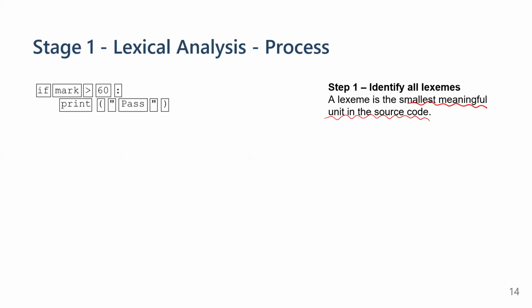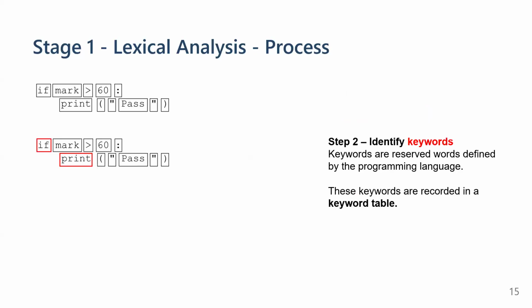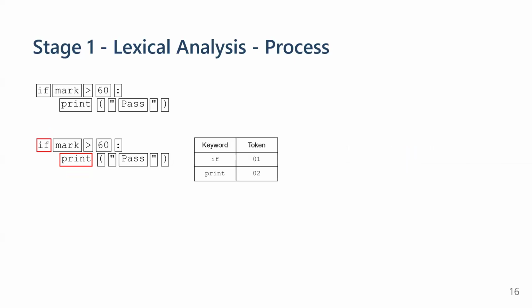Step 2 is, out of those lexemes, the lexical analysis stage, or specifically the lexer, will identify keywords. Keywords are reserved words defined by the programming language. And these keywords are recorded in something called the keyword table. So what you see in red color are the keywords or the programming language specific reserved words that are identified out of the lexemes that were initially identified by the lexer. And what we mean by building a keyword table is something like this. We create a table that contains a list of all the keywords and their respective tokens, which are unique numbers assigned to each keyword in this code.